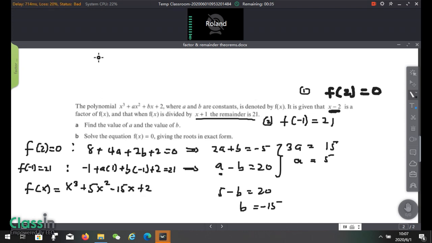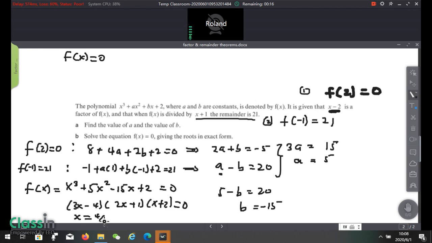The second part is solve this equation. Solve f of x equals 0. This simply means we can equate this to 0 and factorize. If we factorize this expression, we get 2x plus 1, x plus 2 equals 0, and we can easily solve for x.